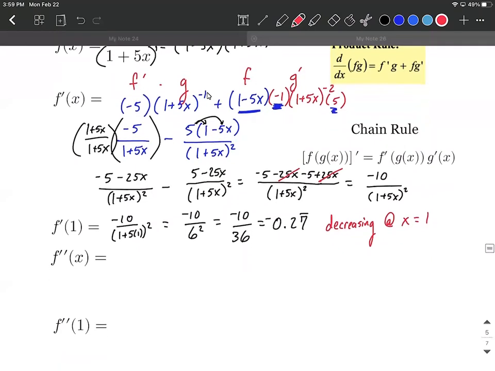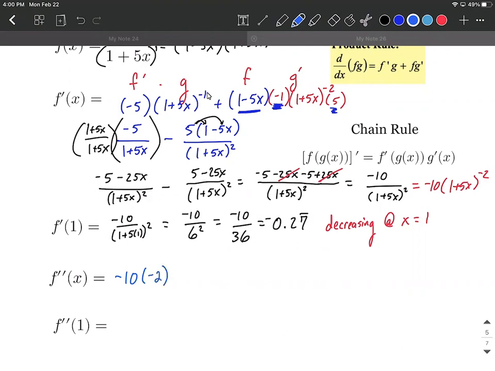Now, if we want to find the second derivative, again, I'm going to visualize this as being a negative exponent. So the first derivative we took, you can say, is negative 10 times (1 plus 5x) to the negative second power. And again, go through and find the second derivative. This one's not going to be that bad, since we do have a nice constant. The negative 10 can come along. And then we're going to use the chain rule on the (1 plus 5x) to the negative second power.